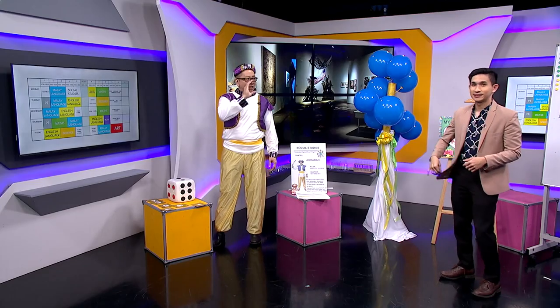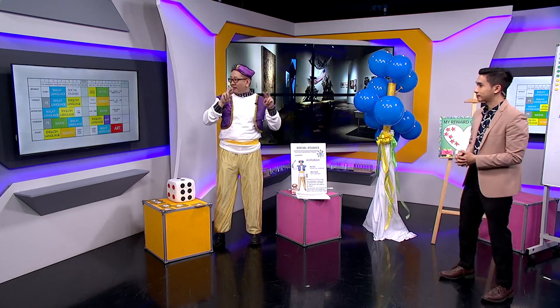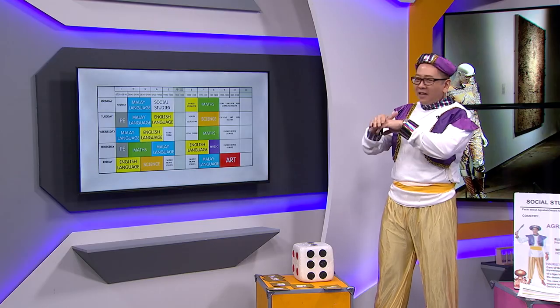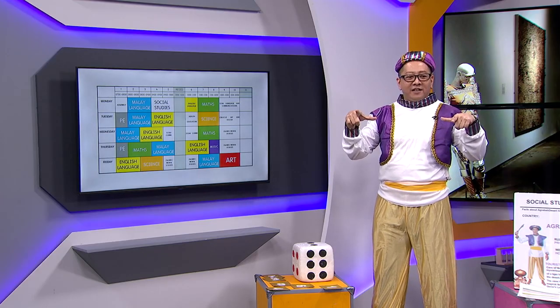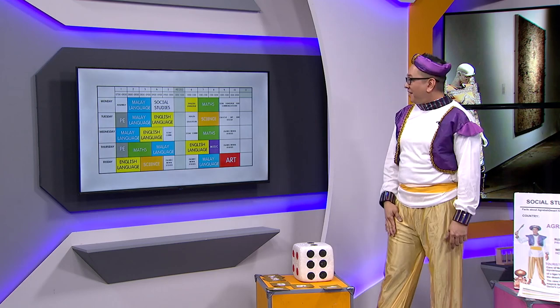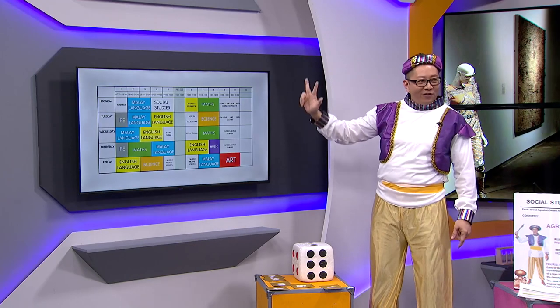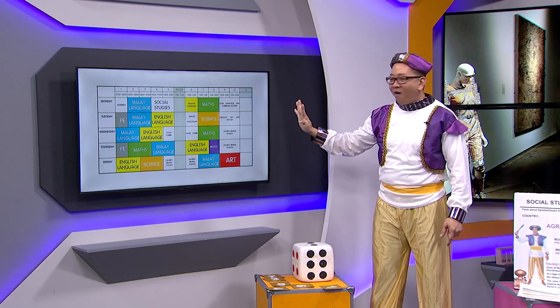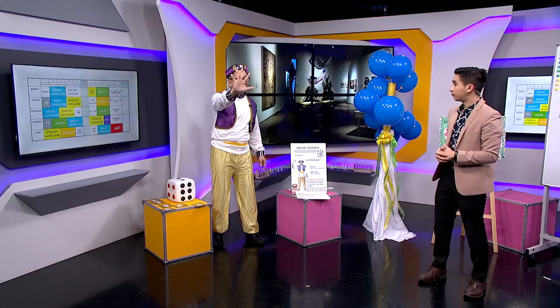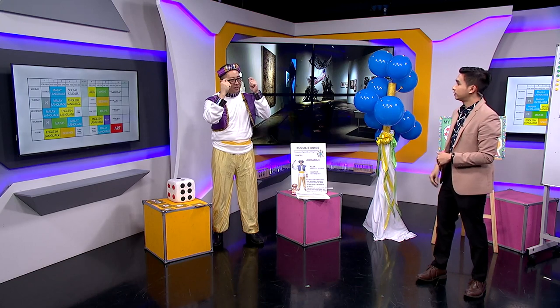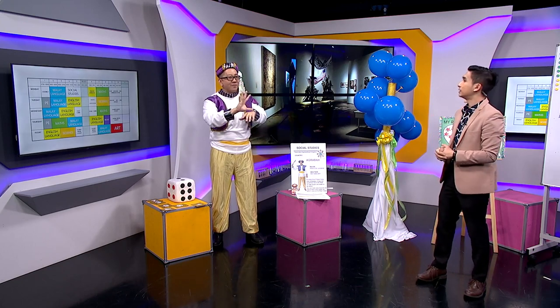Okay, then we explore the subjects. Can you see English language? Yes, I can. Let's count together. English language: one, two, three, four, five. Five. So it means you meet your English teacher 5 times a week.